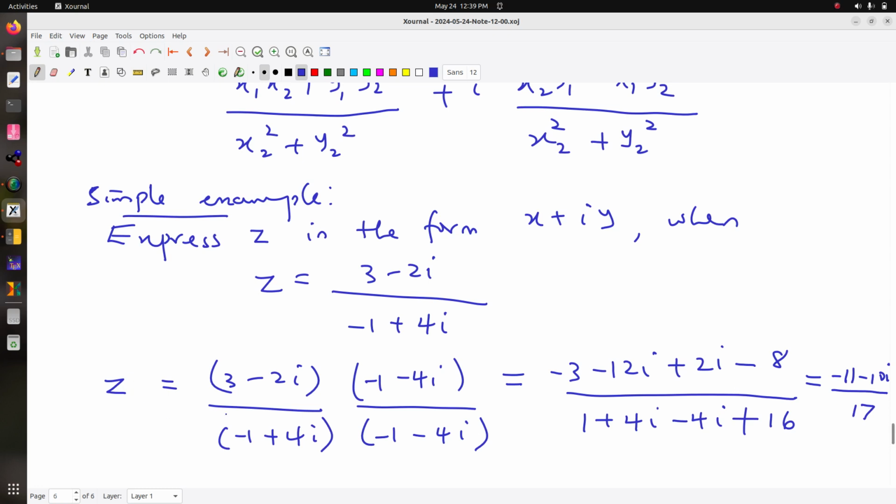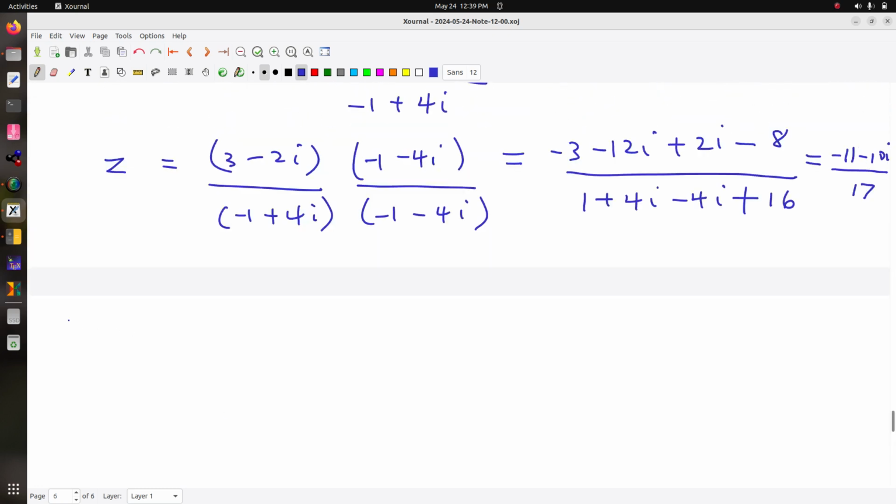So z can now be written as minus 11 minus 10i over 17, or we can write it as minus 11 over 17 minus 10 over 17 i.